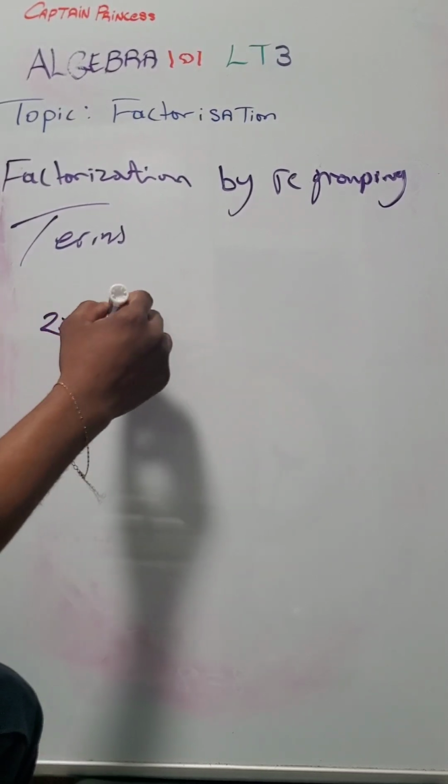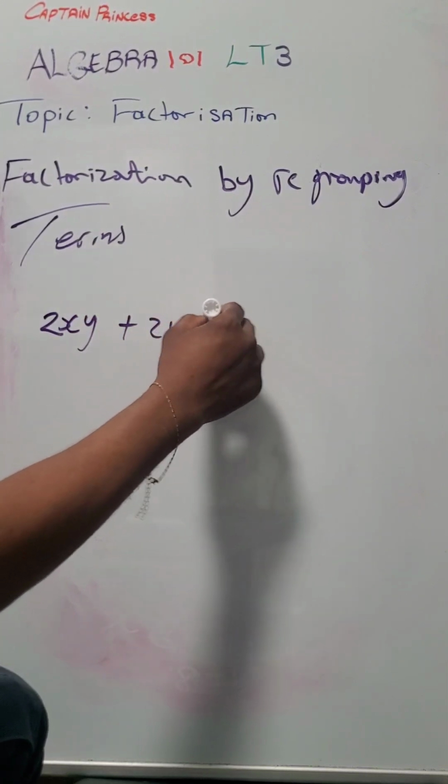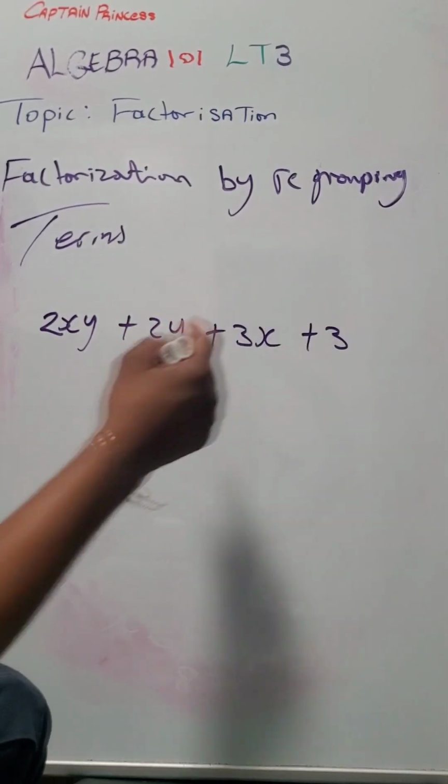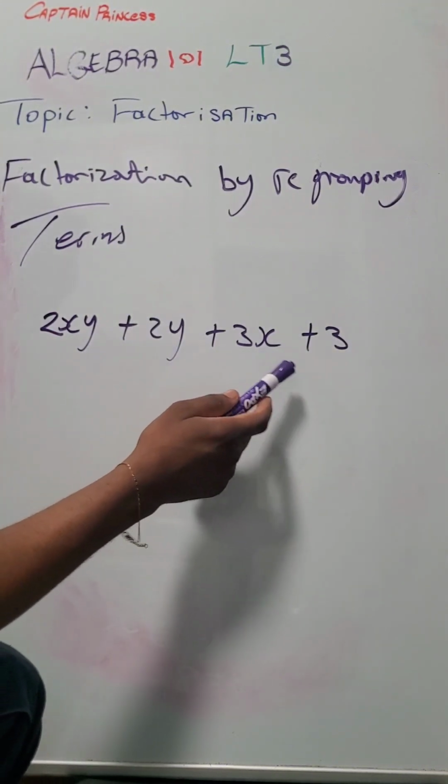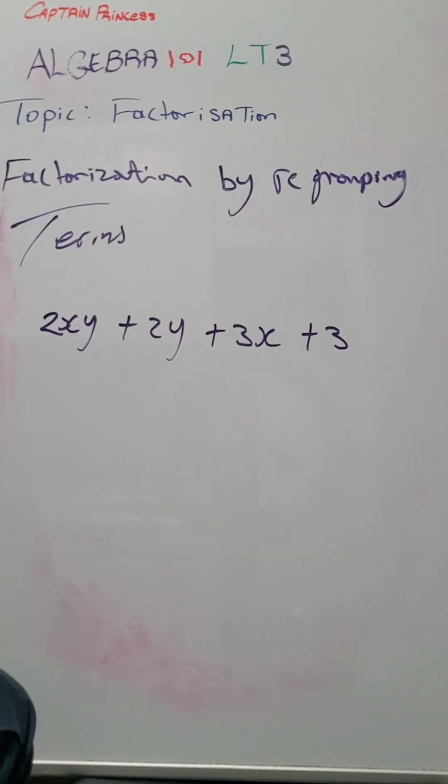Here on the board I am writing 2xy plus 2y plus 3x plus 3. Now, whenever you're doing an expression of this form, the factorization by grouping is to find similar variables that will match each of the terms that you want to group. Here on the board, you see an expression containing 4 terms. So one way of solving this type of expression is by using the grouping method.